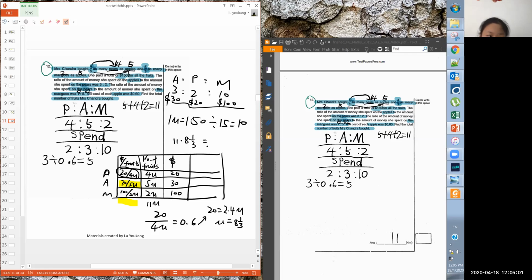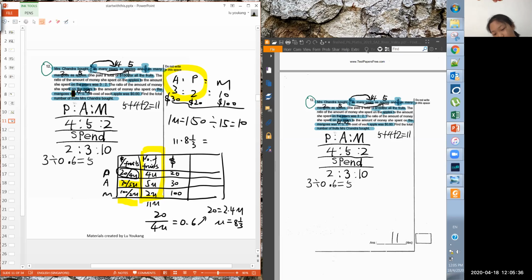Bought 4/5 as many pears as apple. So it's 4 to 5. So then 2/5 as many mangoes as apples. Okay, so this is correct. This one is correct. Then she paid a total of 150. The ratio of the amount of money she spent on the apple, she spent on the pears was 3 to 4. So 3 to 4 is here. Oh, 3 to 2, I'm sorry.